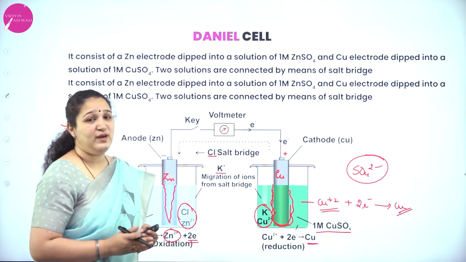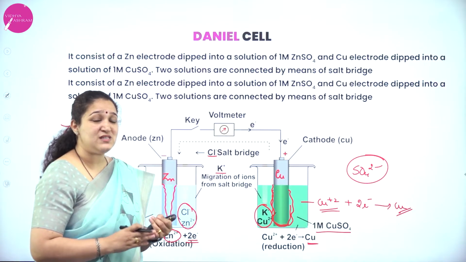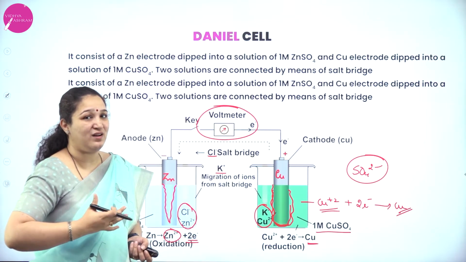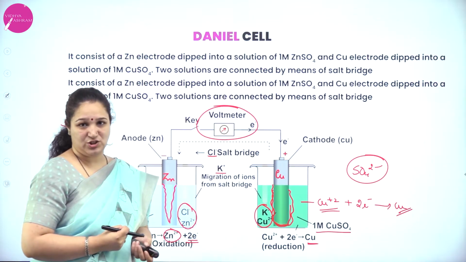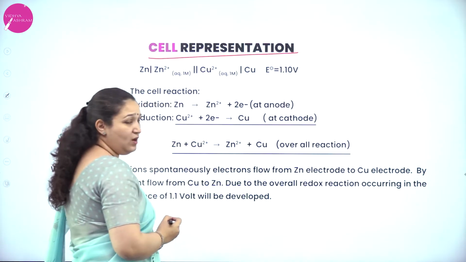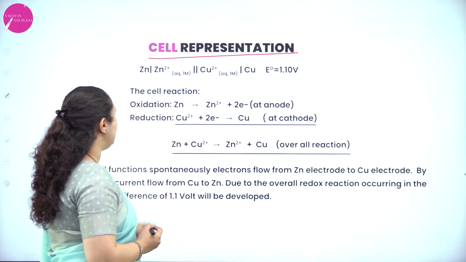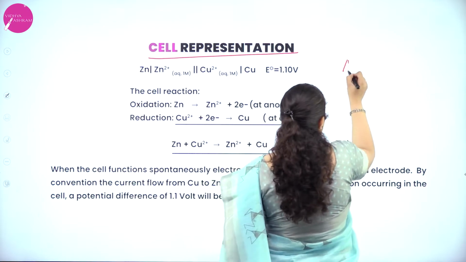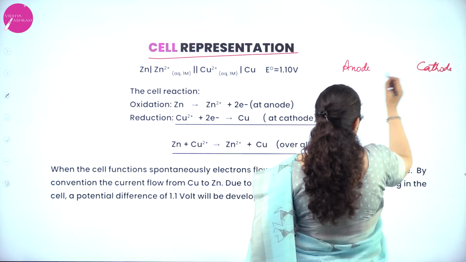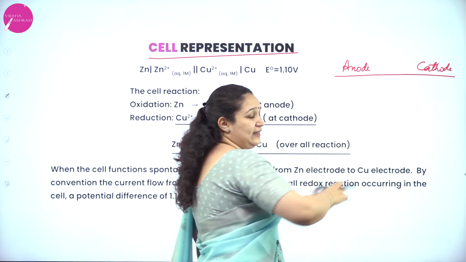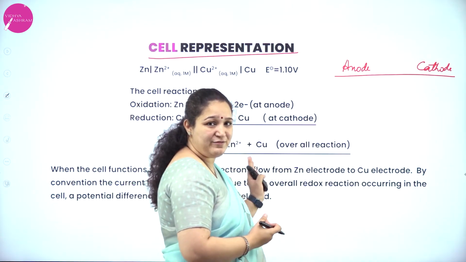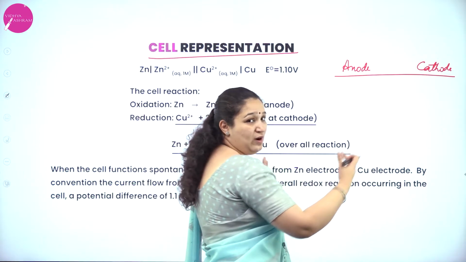Now let's see how we have to represent this cell and what potential is developed in this cell. In the voltmeter, what is the potential? How much electric current can you withdraw because of this reaction? We will learn that. First we are learning about the cell representation. Always remember, in cell representation, first you need to write the anode, then the cathode. Anode should always be on the left side and the cathode should always be on the right side.